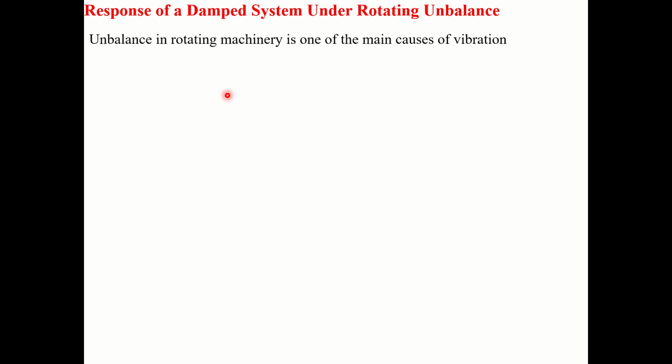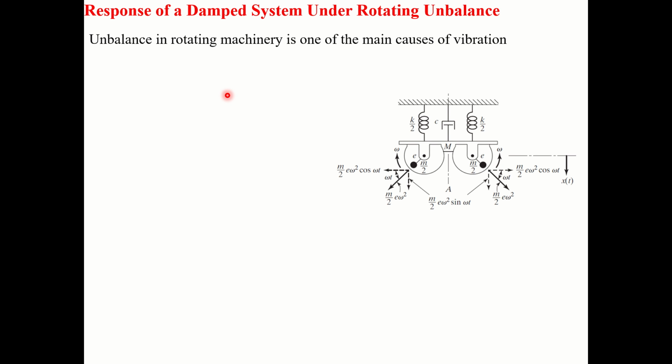Now we will study that scenario, how it is going to happen. We'll see here one mass is there, with two rotating bodies. Here there is an eccentricity, from this point to this point. There is an offset, and here also the same. Due to this eccentricity there is an imbalance in the system, so it is going to vibrate.